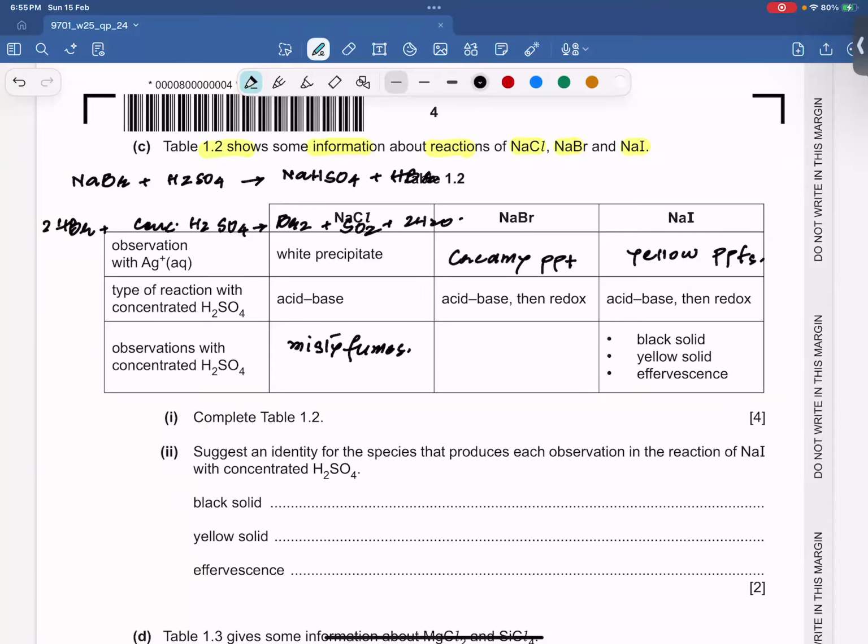So I believe I'm going to write the color of bromine here in this scenario. So the color of bromine is going to be red brown liquid. And also sulfur dioxide gas is given off. So bubbles of gas.